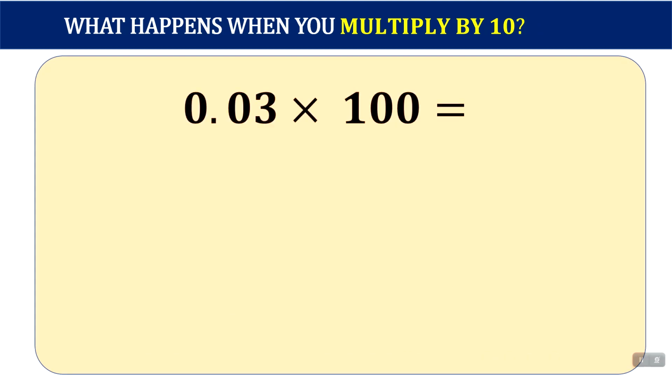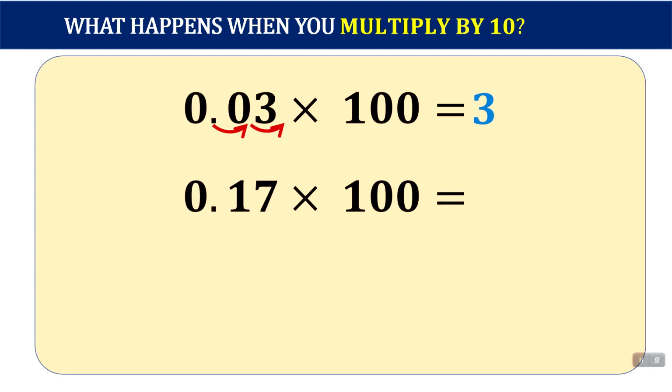So let's use that same rule and see if we could figure out what the answer is if we multiply 0.03 times 100. We know that if we multiply by 100, we can move the decimal 2 places to the right. So let's move 1, 2, and now the decimal point is right after the 3, and so the answer is 3.